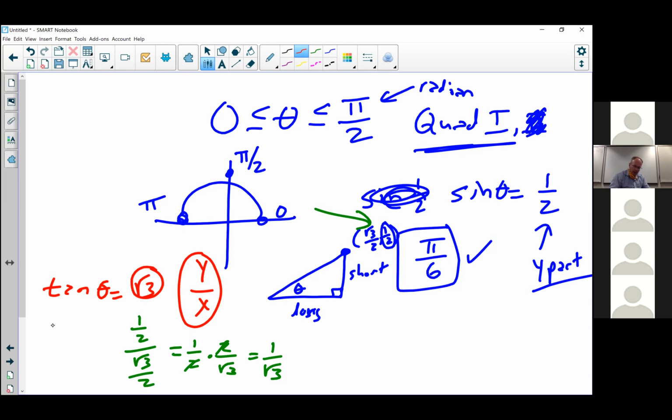That would have been root 3 over 2 over 1/2. Multiply both top and bottom by the reciprocal. And that gives me root 3. So that is our 60-degree angle, and our 60-degree angle, this should be pi over 3.